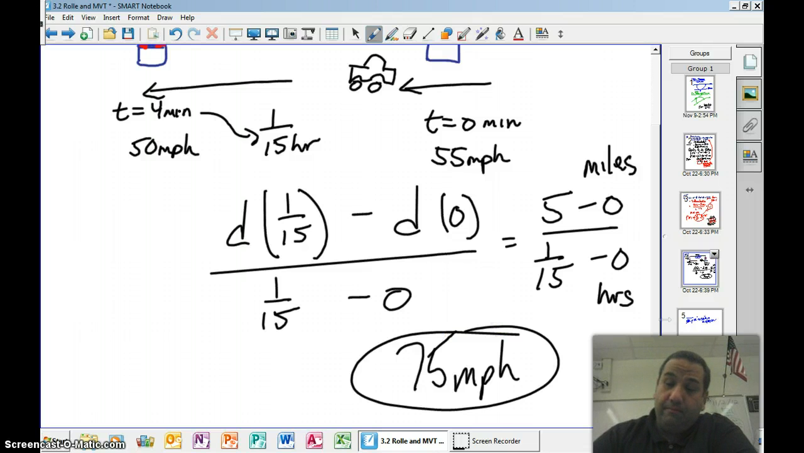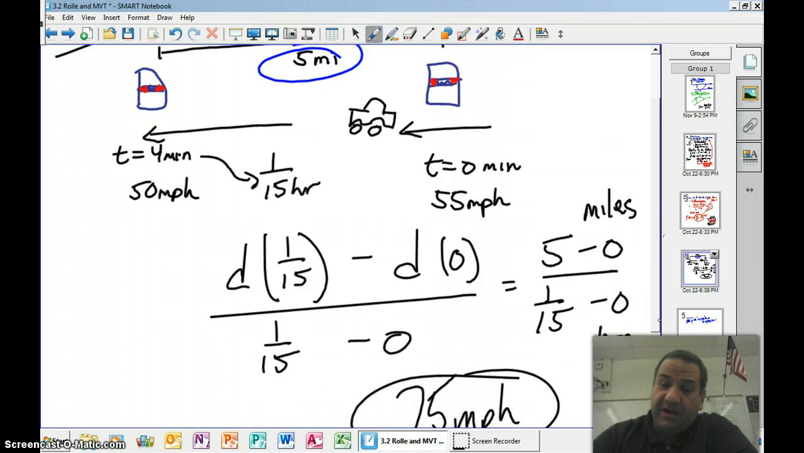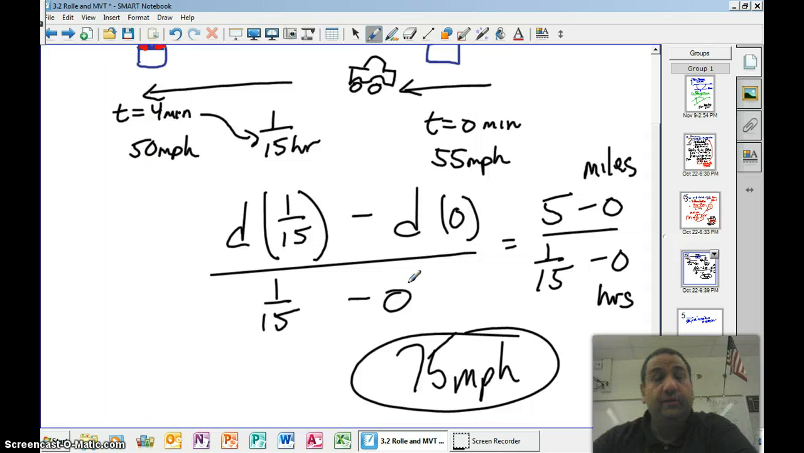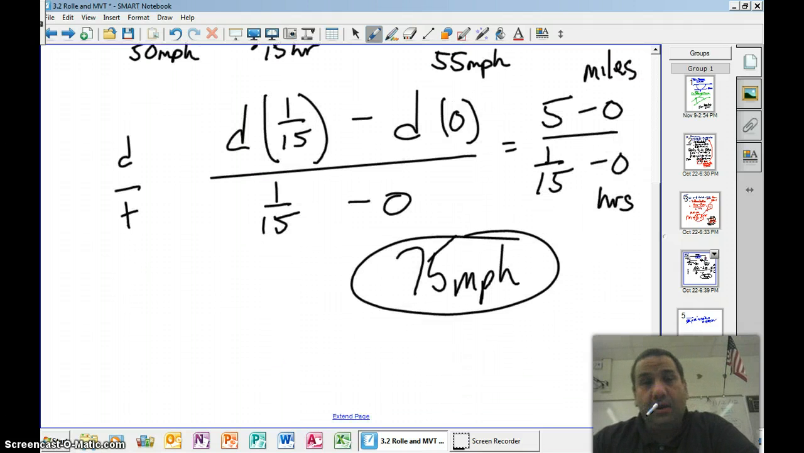Average speed. Mean average. Getting the average speed. This is taking the derivative, okay, putting the time in. If the distance at 1/15 gives you the 5 miles, okay, this is the time. So distance over time is speed, okay. 75 miles per hour, I get a ticket. Am I happy? No, nobody's happy.